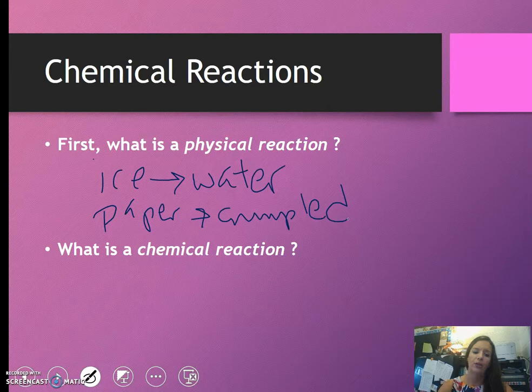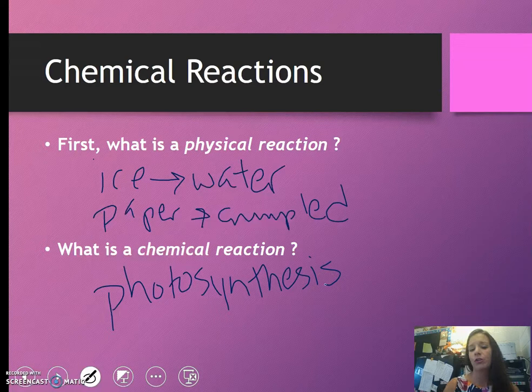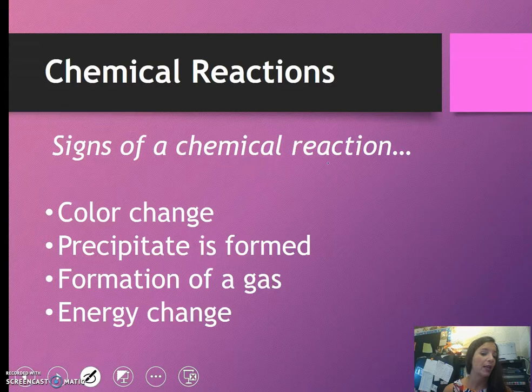A chemical reaction, on the other hand, there's going to be a change. We'll go over some specifics in just a minute. But an example of a chemical reaction would be photosynthesis. Basically, if you're getting something different than what you started with at the end and you can't change it back, it's a chemical reaction. If you can change it back, like up here with our water, right? You can refreeze water into ice. It's a physical reaction. So here are some signs of a chemical reaction: a color change, a precipitate is formed, a gas is formed, or there's an energy change.